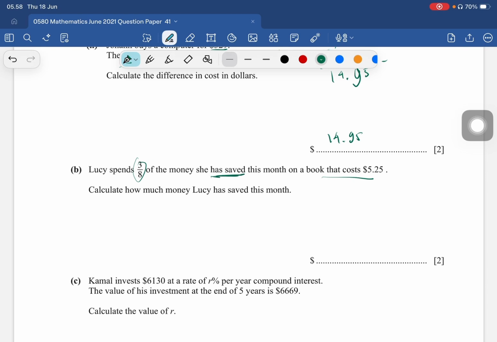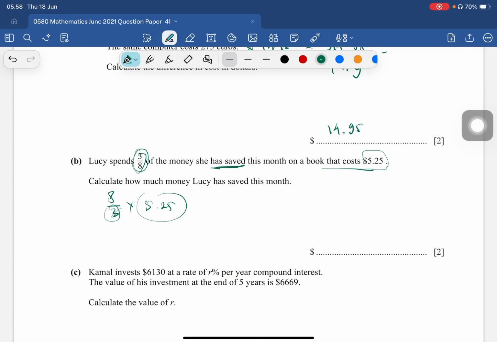Lucy spent 3 over 8 of the money she has saved this month on a book that costs 5.25. Calculate how much money. So she bought a book, so before that, let us make it reverse. This is 8 over 3, multiplied by 5.25. She used this money. So 5.25, here we can divide by 3, so that'll be 8 multiplied by 1.75, which is equal to $14. So she had $14 and bought the book.